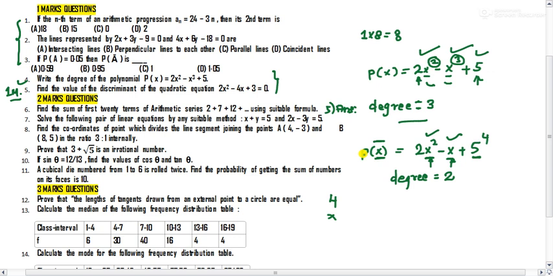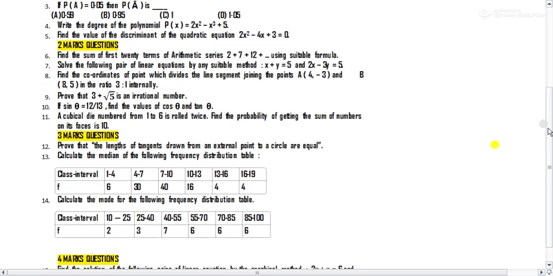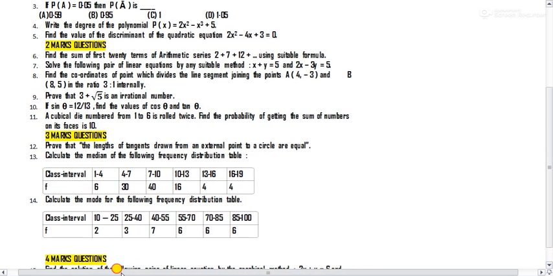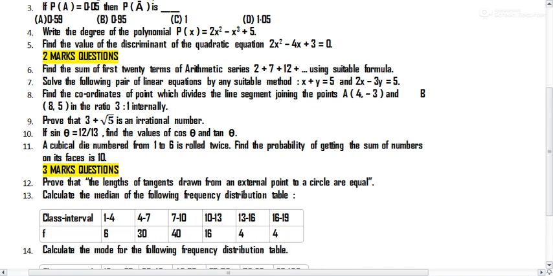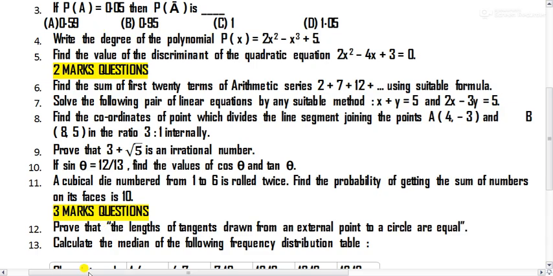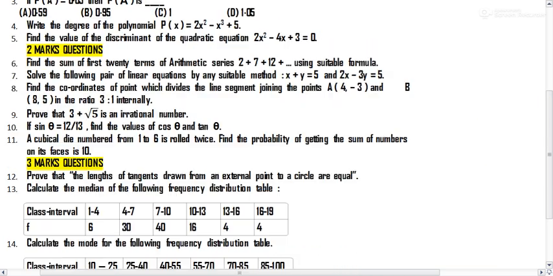Yes, sir. Okay. So question number 5. Are you all understanding? Yes, sir. Is this useful? Yes, sir. Is it better than the chapter wise solutions which I was giving earlier? Yes, sir. So we'll do like this only.